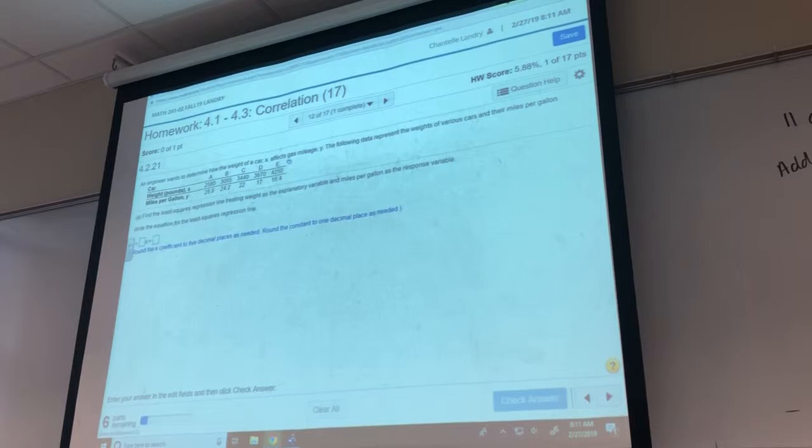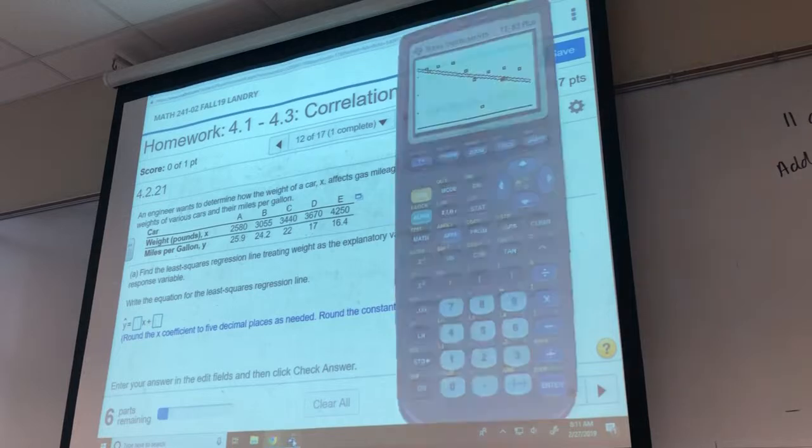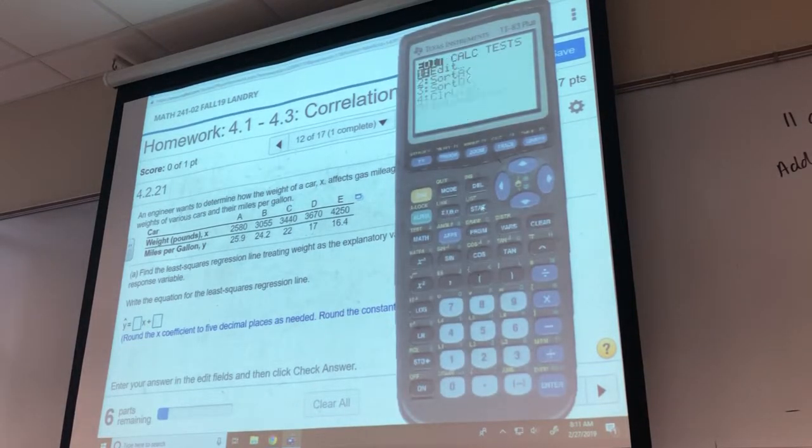Okay, so we've got the weight and the miles per gallon. They tell you that the weight is the x and the miles per gallon is the y. So if we put your x's into your L1 and your y's into your L2, stat edit. This one's not too long, so that's nice.